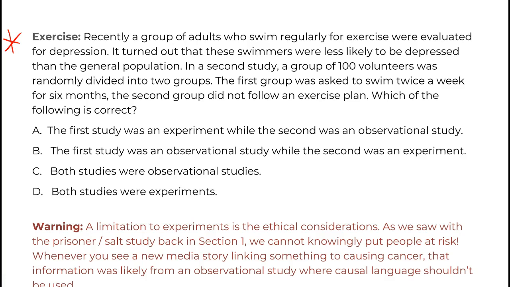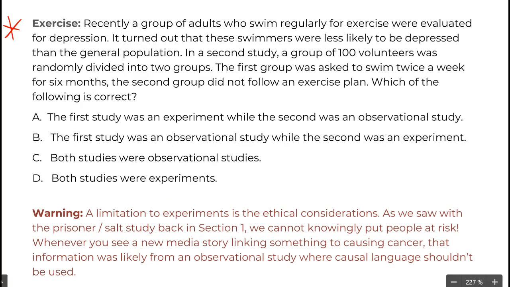So in this particular exercise, I'll tell you what usually gets students, because the students who make the mistake on here, it's just a reading comprehension thing. Recently, a group of adults who swim regularly were evaluated for depression. It turned out that these swimmers were less likely to be depressed than the general population. In a second study, so that means that everything that they just said to us was study number 1.